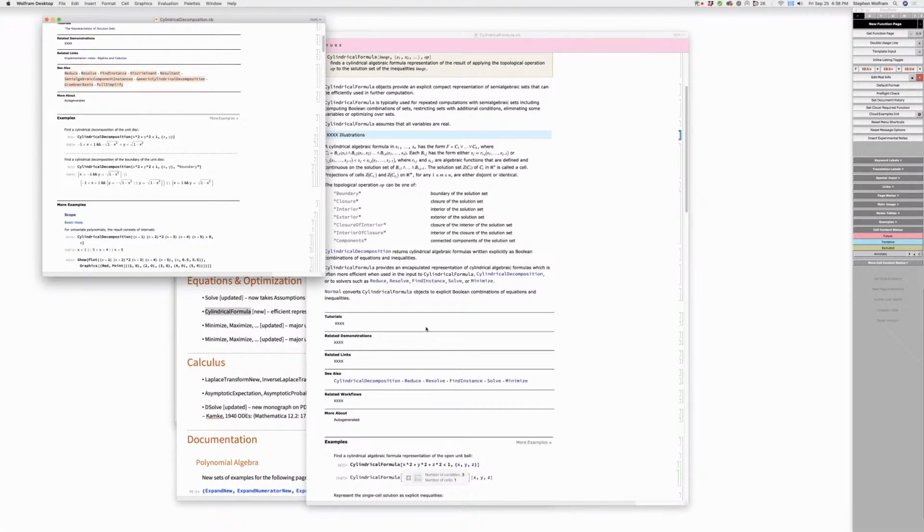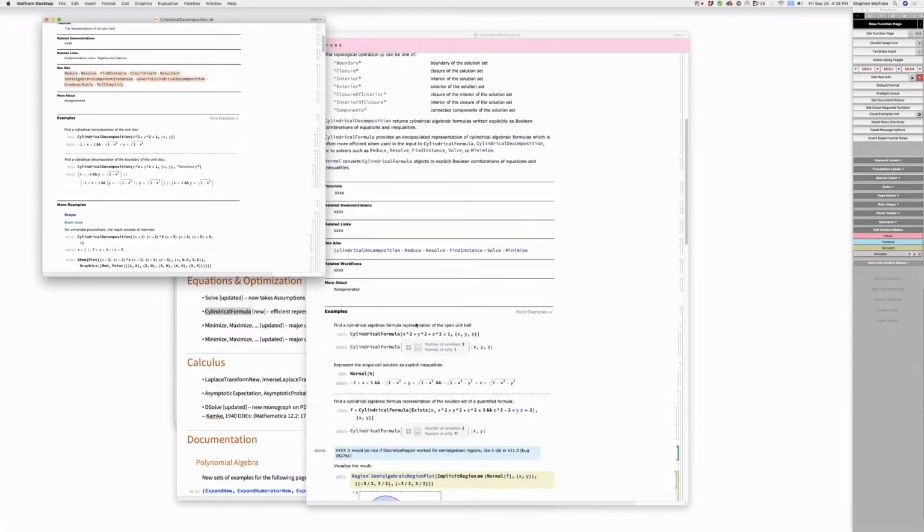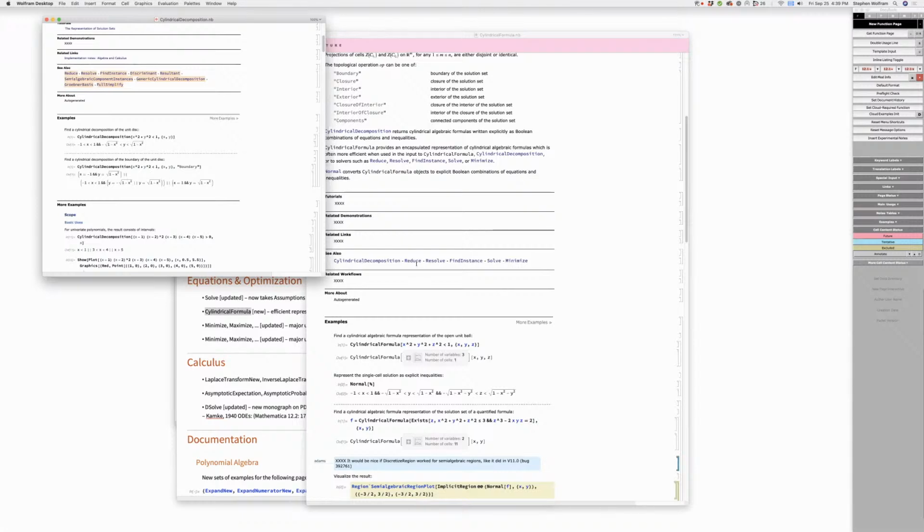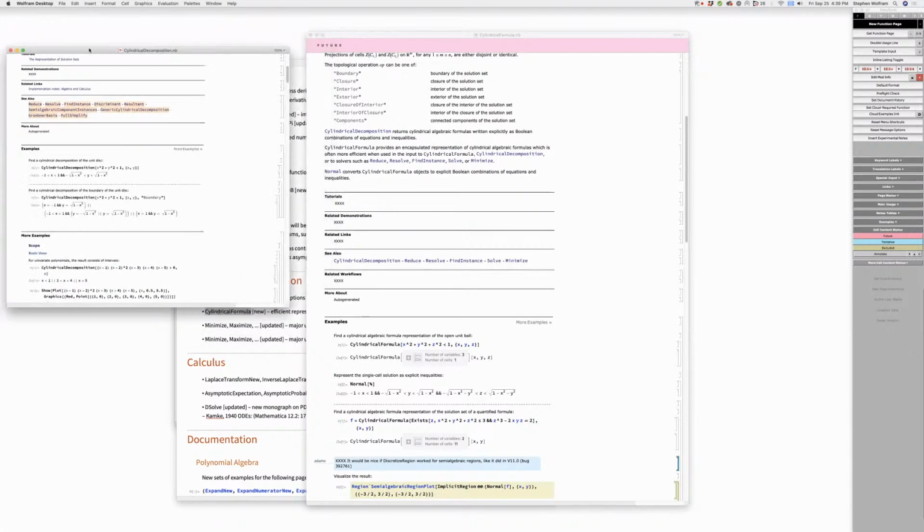Okay, so what can generate a cylindrical formula? Only these guys. Cylindrical formula is an input, creates it and represents it. Okay, and what functions eat it? Reduce, resolve, find instance, solve, optimization functions, and everything that uses those indirectly, like the geometry functionality, if you integrate over piecewise Boolean things.